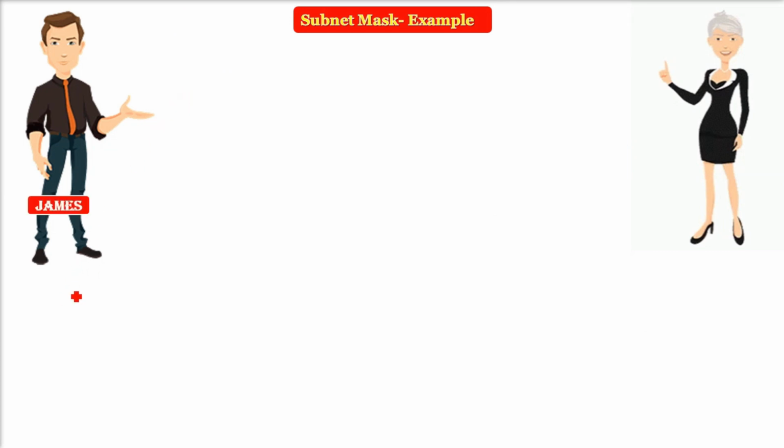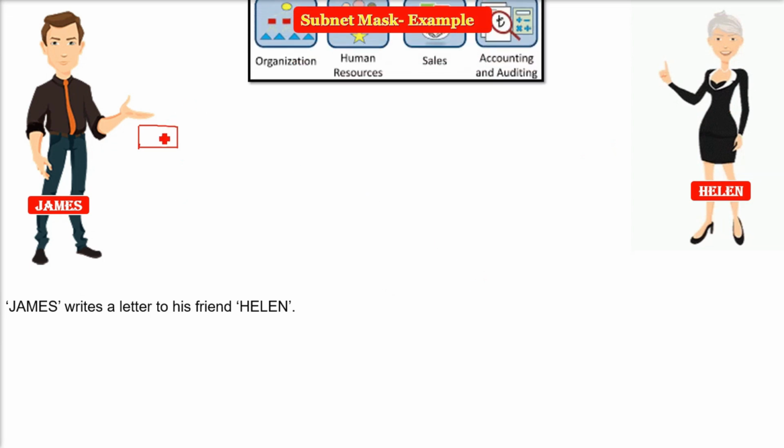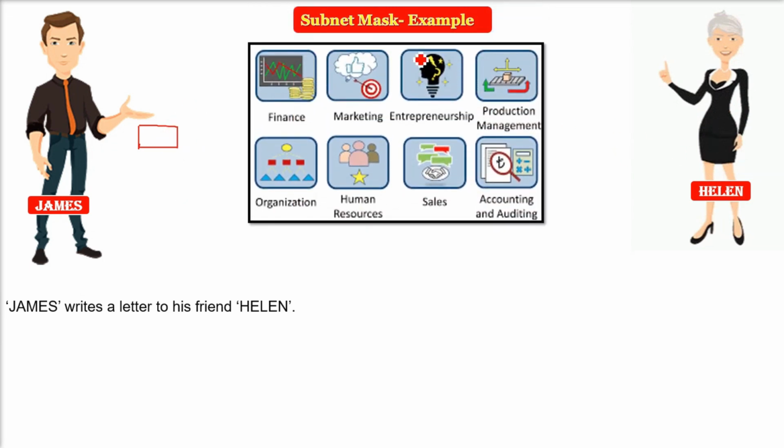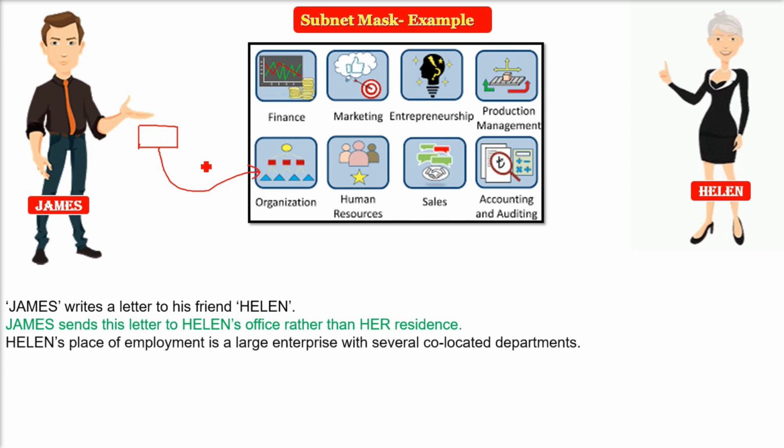In order to understand the subnet mask, we have James and Helen. They are friends. Now James writes a letter to his friend Helen. Now he is sending the letter. He doesn't send the letter directly to Helen's residence. Helen is working in an organization, so James sends this letter to Helen's office. He is not sending it to her residence. This is a big organization. Helen's place of employment is a very big enterprise.